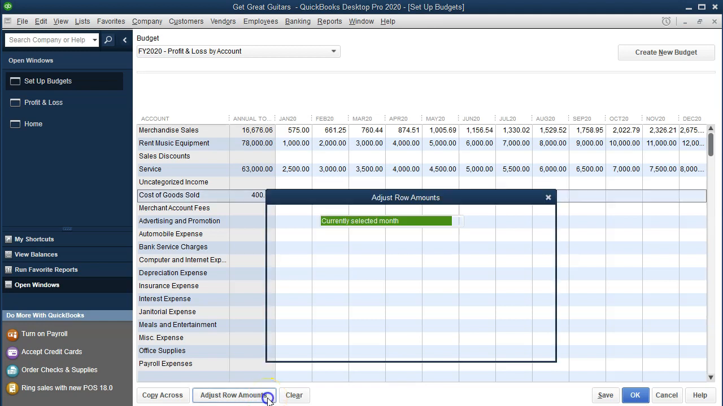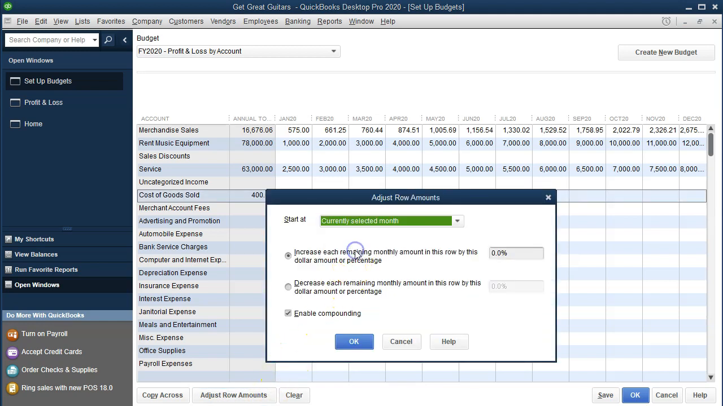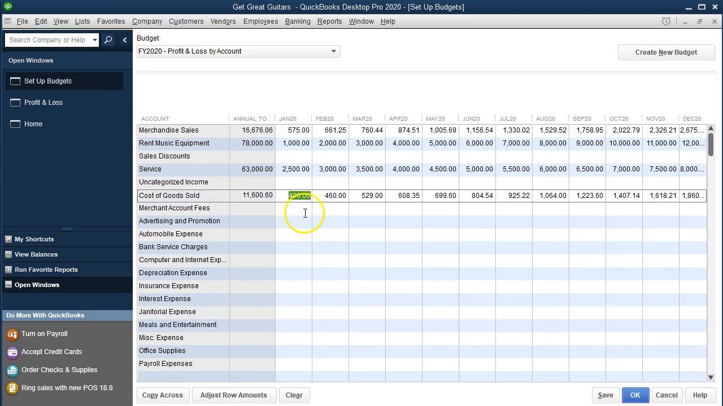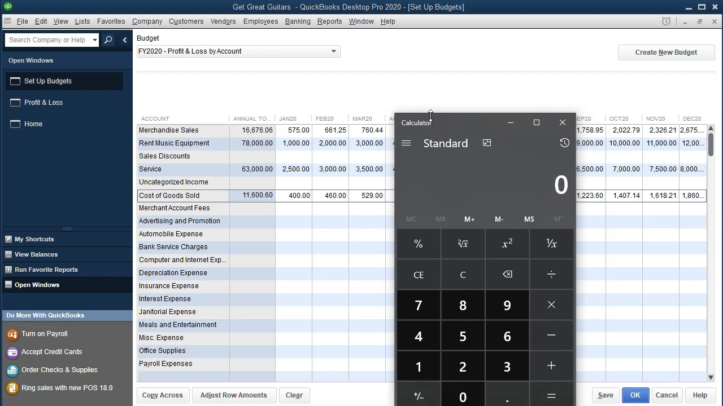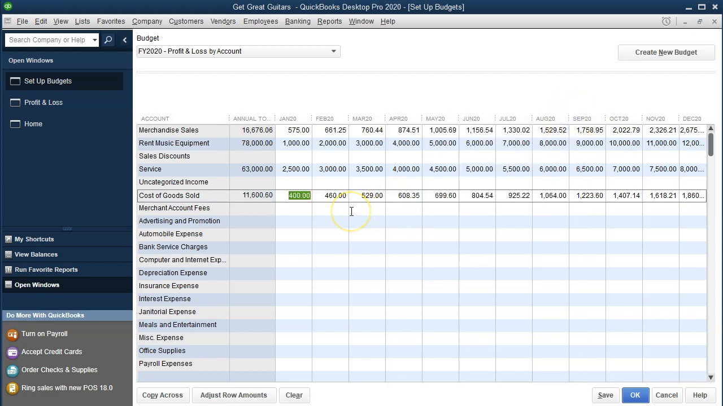We're going to go to the adjust row amounts. We're going to have the currently selected month. We're going to use the percentage this time, and we're going to be using 15%. So it's going to be going up by the 15%. It will be compounding, so we will enable compounding. Then we're going to say OK. And so there we have that. Now you'll note that if I take the 529 divided by the 760.44, we get that 0.69 or 69.56%. So we have the same kind of relationship between cost of goods sold and the merchandise sales.